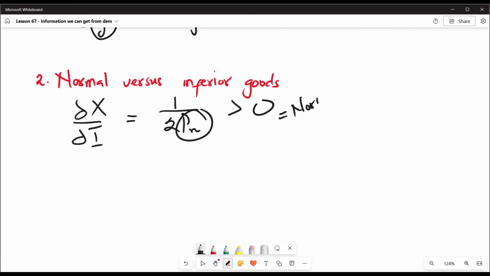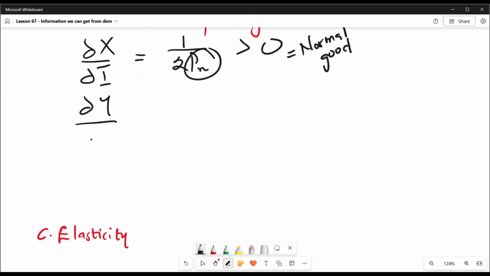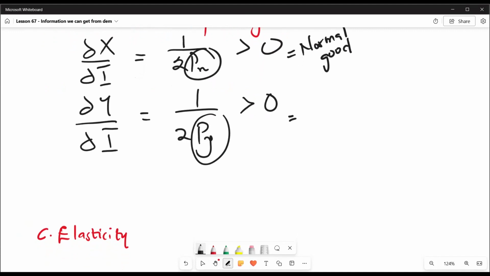Because the price of a good is positive, this function is positive, which means that good x is a normal good. And similarly for good y, if we differentiate it with respect to income, we are going to get 1 over 2py. And just like px, py is also positive, so this is positive, which means that good y is also a normal good. So since the relationship for both goods are positive, it suggests that both goods x and y are normal goods. So what this means is when income increases, the demand for these goods will increase, and when income decreases, the demand for these goods will decrease.